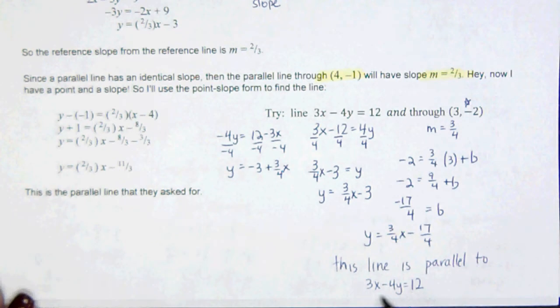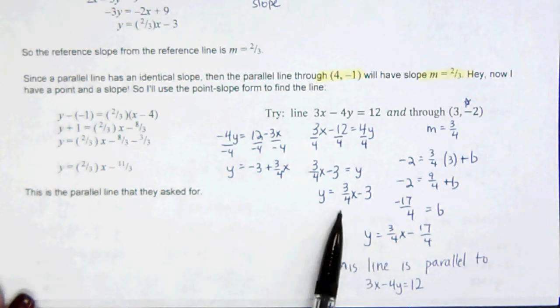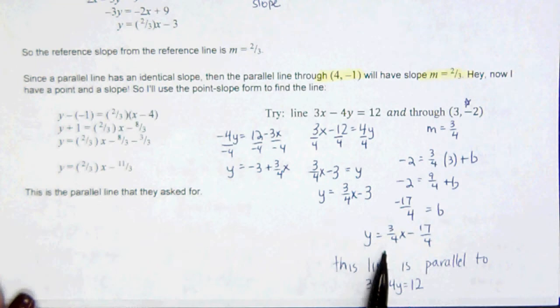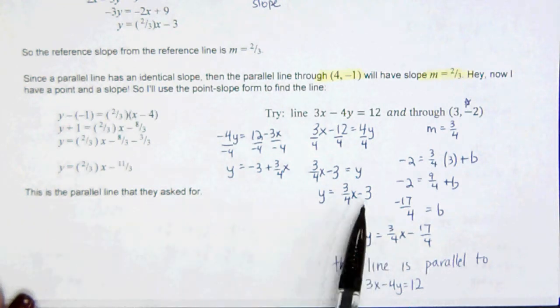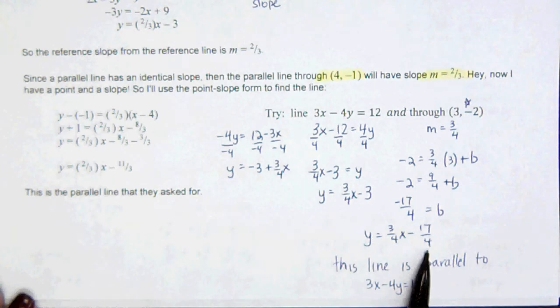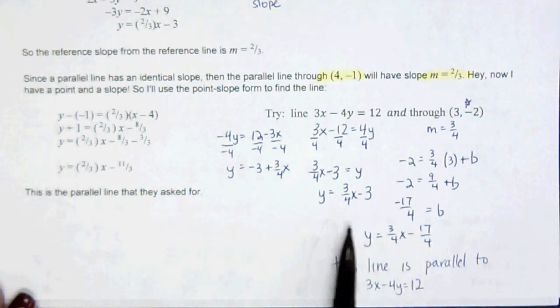And if you look back at the original line, it did have a slope of 3/4. This line has a slope of 3/4, but the first line had a y-intercept of -3. This line has a y-intercept of -4 1/4. So they certainly don't start at the same point, but they do have the same slope. Therefore, they are not going to intersect.